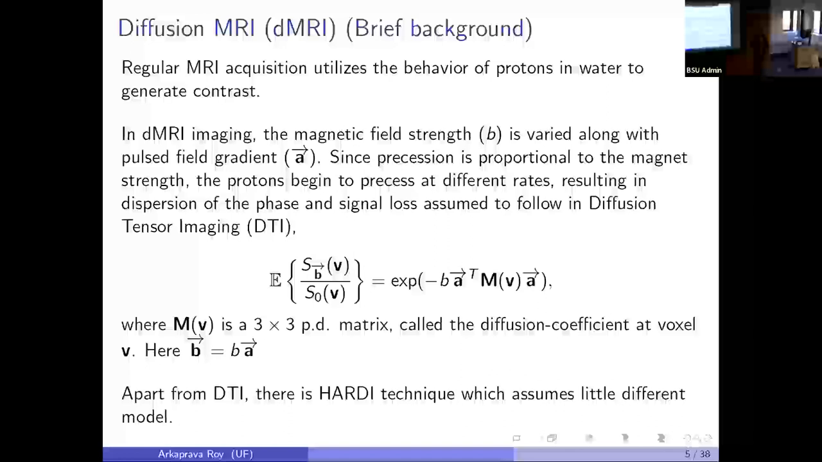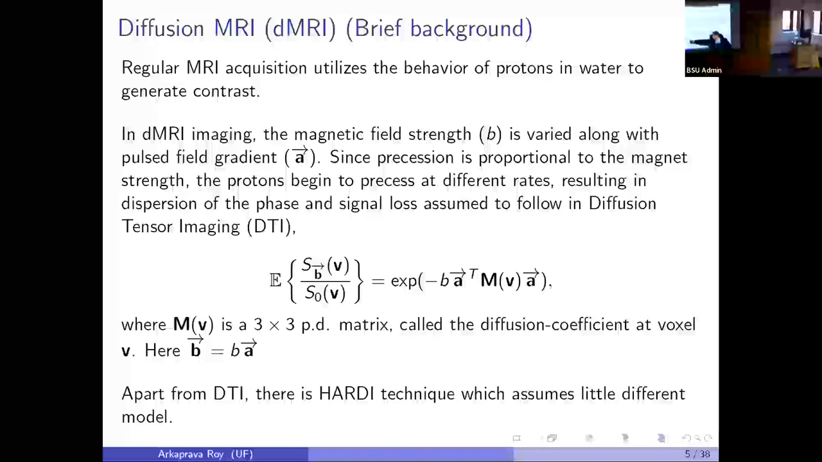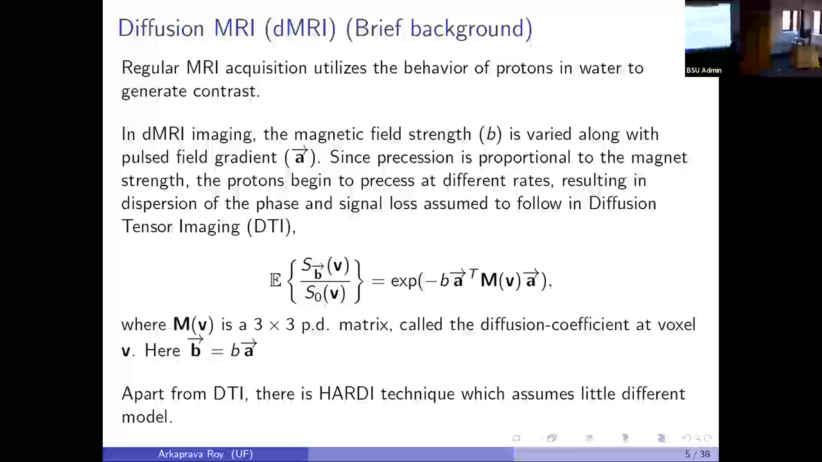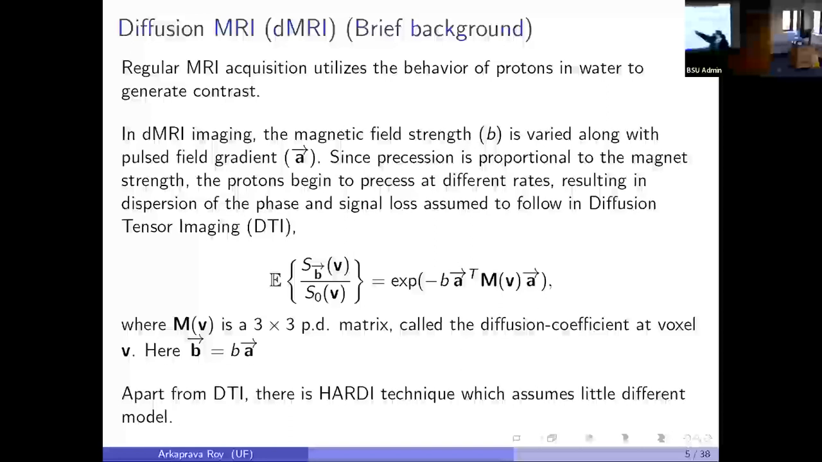Now the image that you get is a signal which is collected at every voxel. V stands for the voxel, and b-vector stands for b times the direction, which is the magnetic strength and the direction. If the image is collected at zero gradient, this is what you usually get in normal MRI. And in diffusion, we extract both types of images: one under zero gradient, and also some under non-zero gradient with some direction.